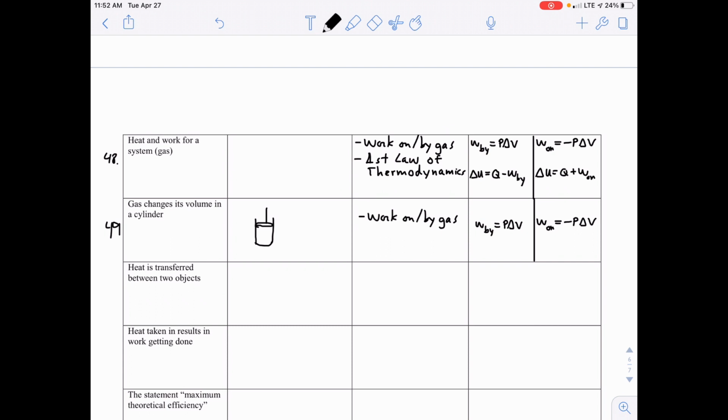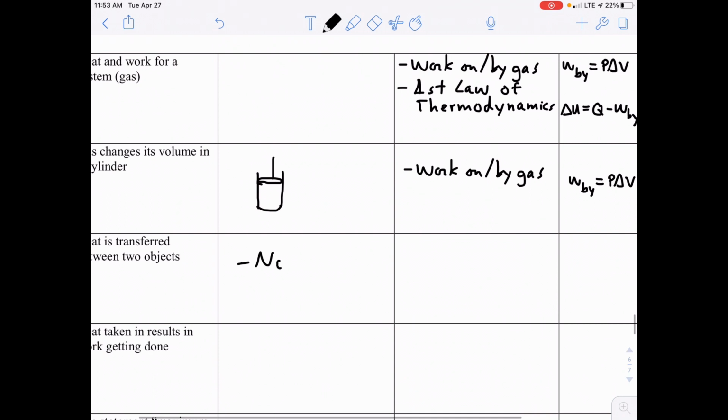Now in number 50, we have a situation where heat could be transferred between two objects. Now those objects could be gas and the walls of the container containing the gas. It could be two solids that are in contact with each other. It could be a liquid and a solid, or two liquids. It doesn't matter, but it's the heat transferred from a higher temperature to a lower temperature. So no necessary picture associated with this. It's just the heat transferred between two objects.